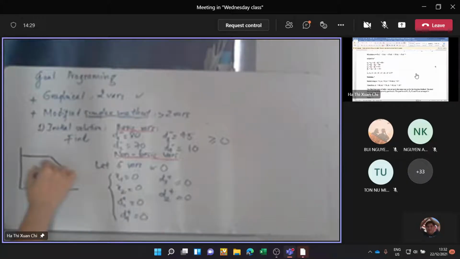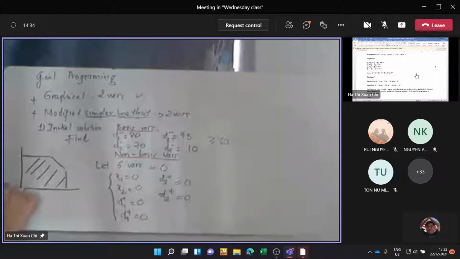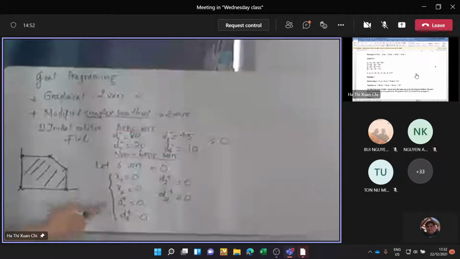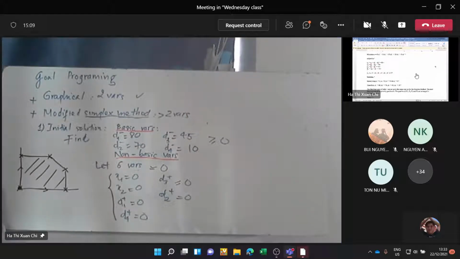So for example, we have the feasible region like this. For the simplex method, we will check the corner points. The solution will be a corner point here, one of the candidates for the optimal solution. So I select x1 equal to 0, x2 equal to 0, because I want to start from here, and I go this way or I go this way, to check that.